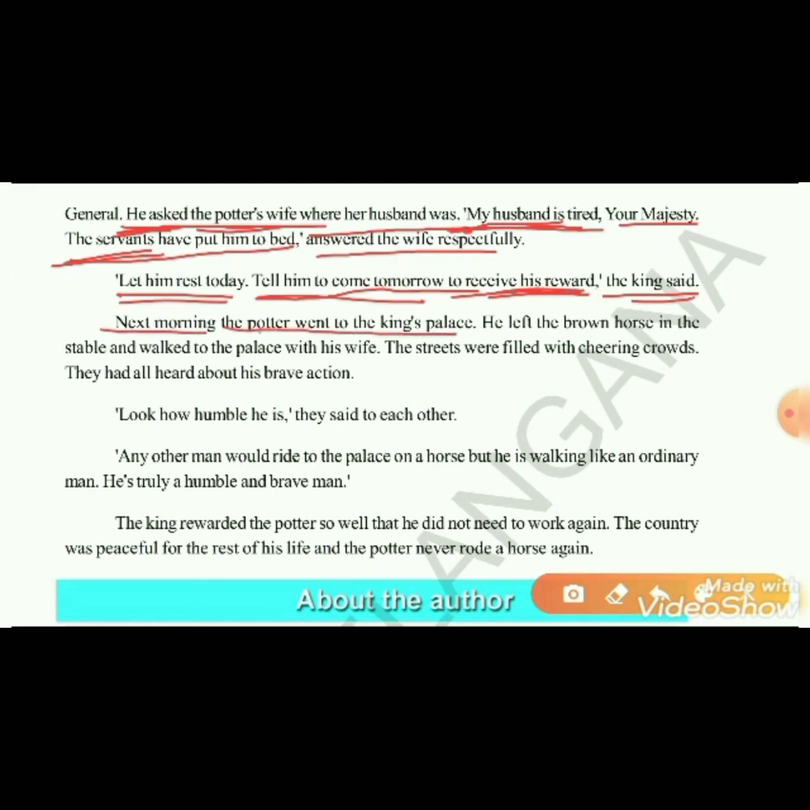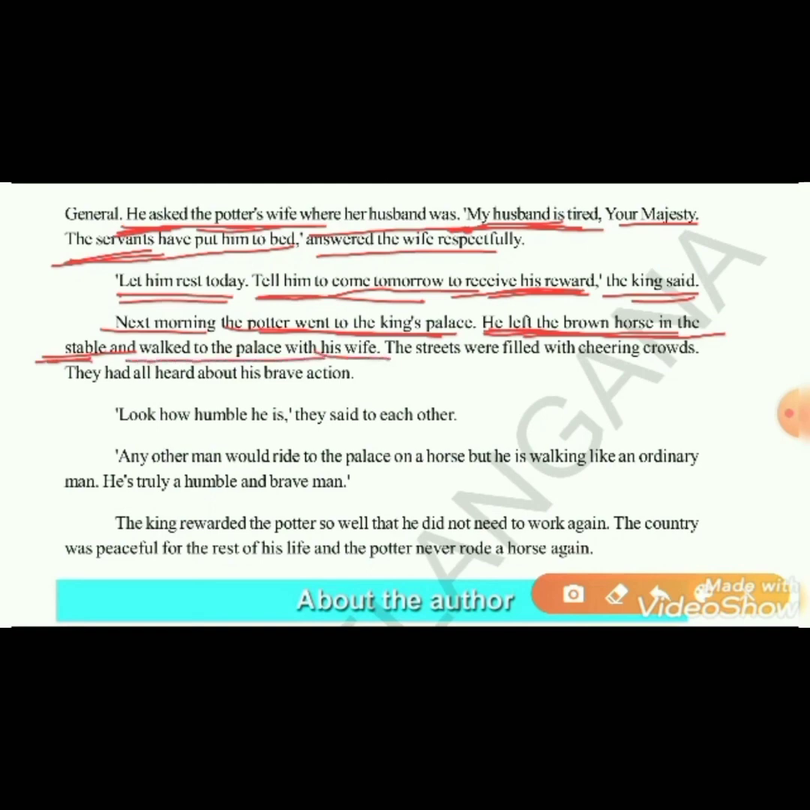Next morning, the porter went to the king's palace. He left the brown horse in the stable and walked to the palace with his wife. So, he took the horse and left it in the stable of the king and went to the palace to meet the king, along with his wife.